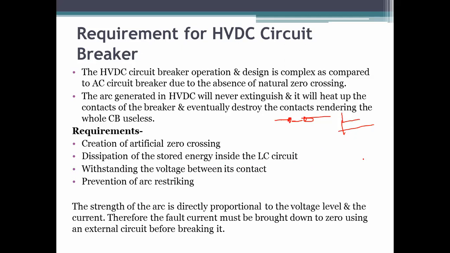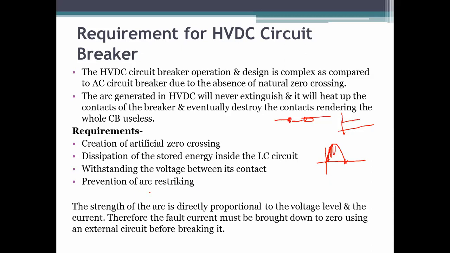And next is the prevention of arc restriking. What actually happens in arc restriking? When the current is zero, the arc restrikes again here. Means some oscillations are there. This we have to reduce, so that we can recover that voltage and immediately reach the natural current zero point.